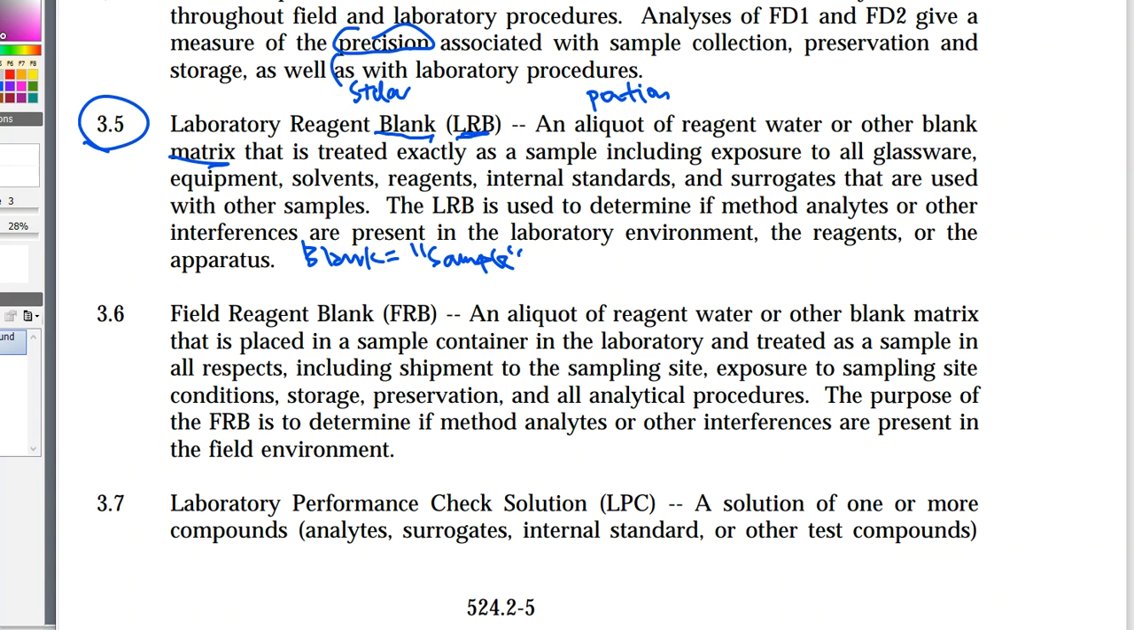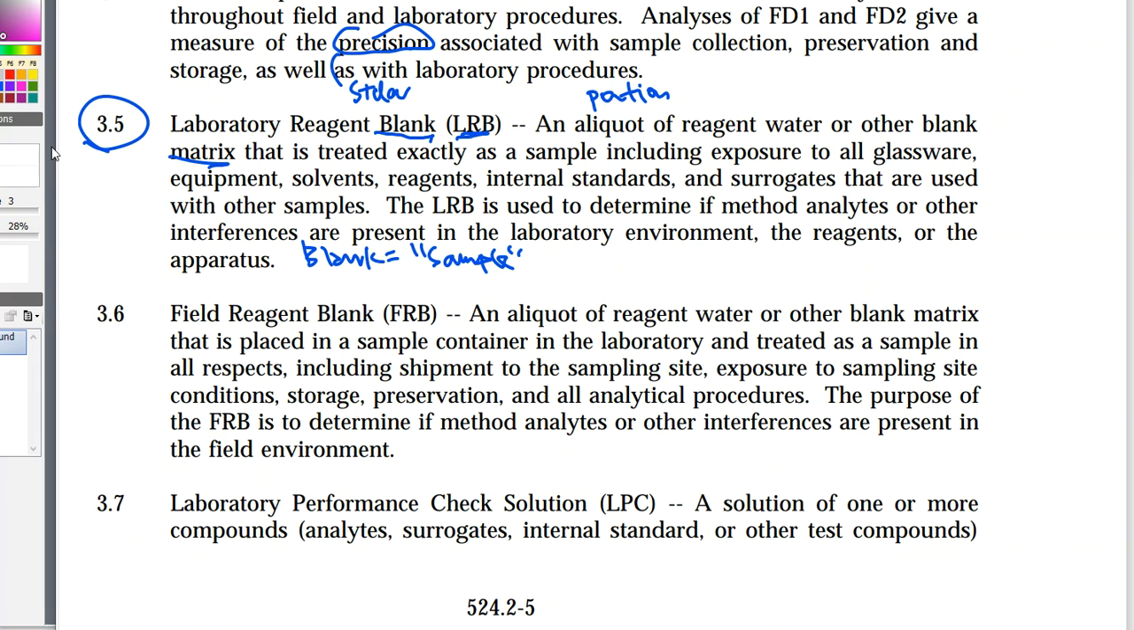I know that in the end, my signal should be 0 or close to 0 as much as possible because our analyte of interest is not present. Hence, that's why it's called a blank. But a lab reagent blank really should follow the steps of the processing of everything, just like all of your samples do. All right. The LRB is used to determine if the method analytes or other interferences are present in the lab environment, in the reagents, or in the apparatus.